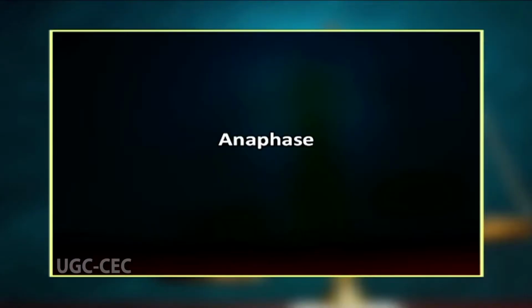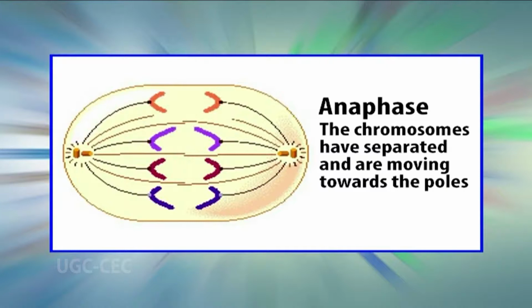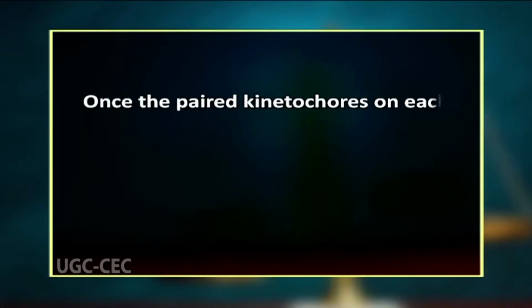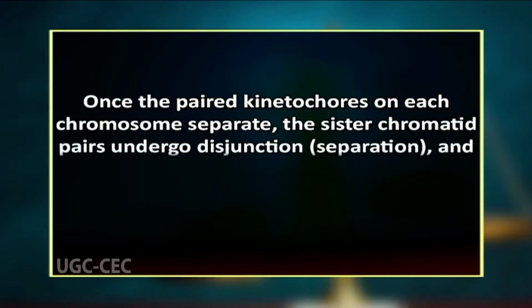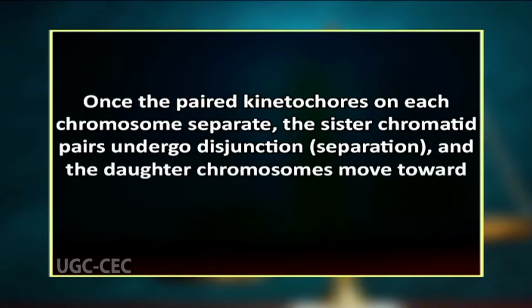Coming to the anaphase. During anaphase, the joined centromeres of sister chromatids separate, giving rise to two daughter chromosomes. Once the paired kinetochores on each chromosome separate, the sister chromatid pairs undergo disjunction, that is separation, and the daughter chromosomes move towards the opposite poles.